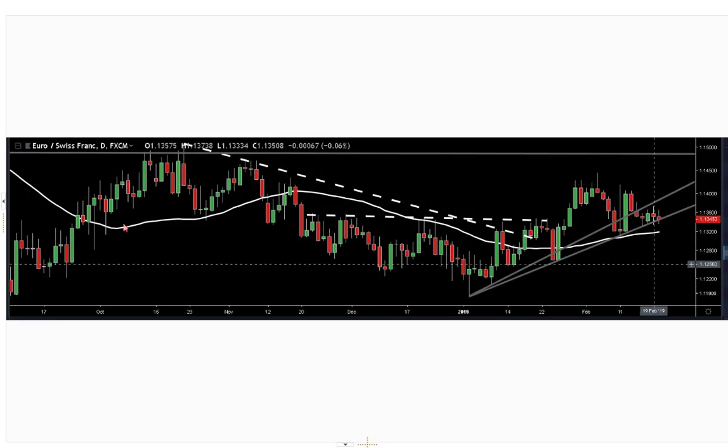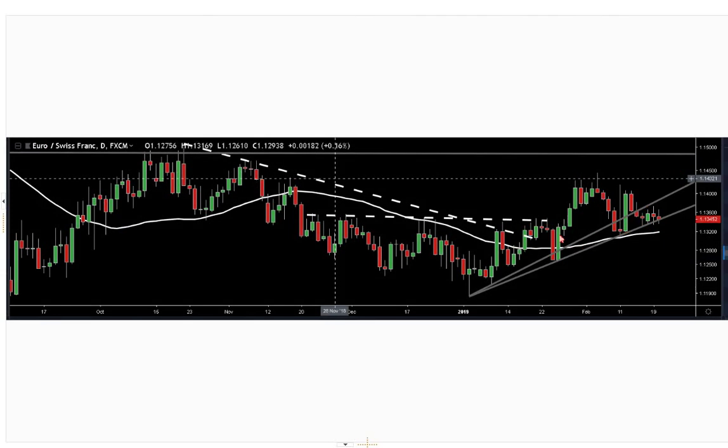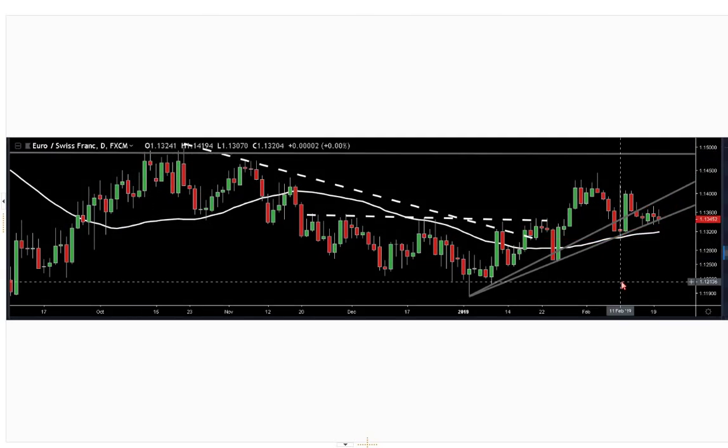We'll see what happens. Maybe this thing wants to consolidate. Maybe it wants to do a wedge pattern, and then maybe we break out. Okay, we'll see what happens. In the meantime, we'll maintain our stop loss right over here and hope this thing pivots here and moves higher, and then we can even bring our stops up. So that's what's going on with the Euro Swiss.